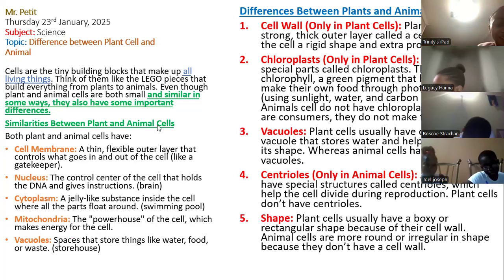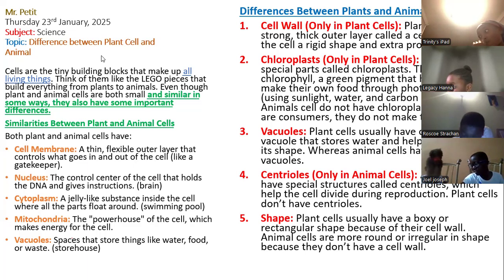Where's Y at? Here. So you have the plant cell and you have the animal cell. Which one has a more boxy or rectangular shape? The plant cell. Which one is more circular or irregular in shape? Animal cell. Very good.